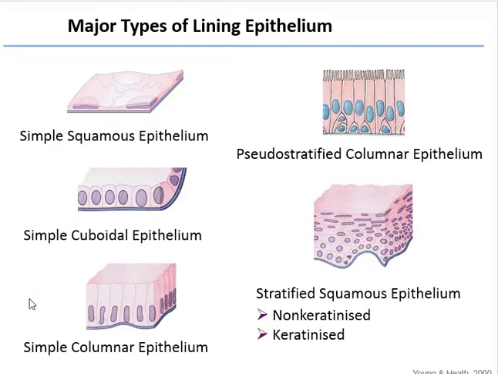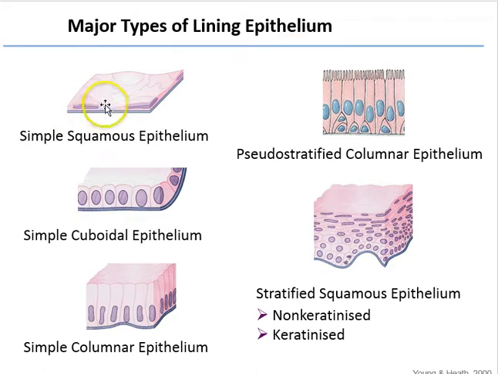In this lecture, we'll focus primarily on the lining epithelial tissues. Those are the tissues that we find typically lining the inner or outer surfaces of organs in the body. On this side, we have simple epithelial tissues. Each of these consists of just one layer of cells. Notice, however, the shape of the cells varies substantially.